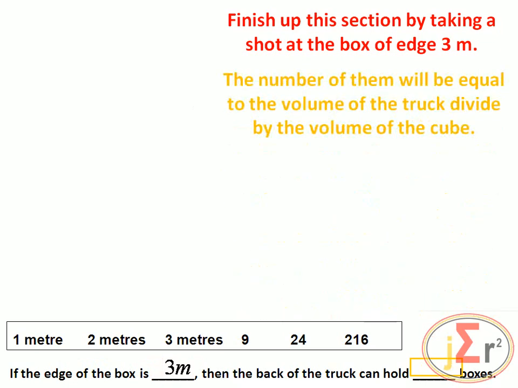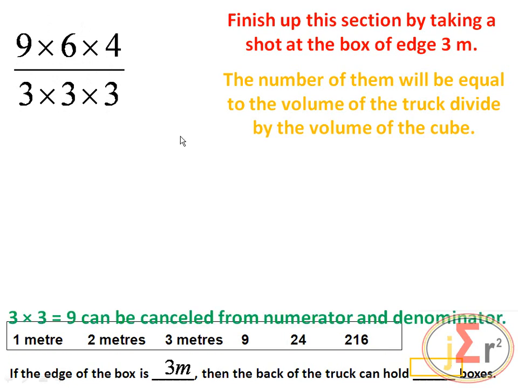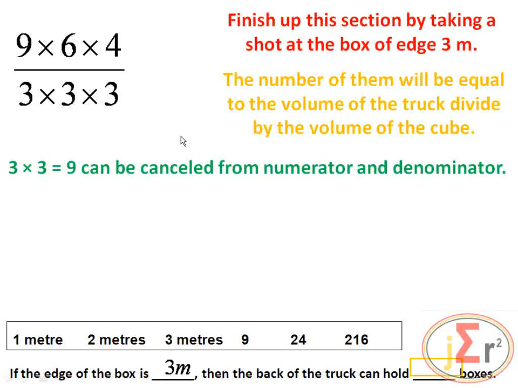The number of them will be equal to the volume of the truck divided by the volume of the cube. And we know the volume of the truck. But this time, the volume of the cube will be 3 by 3 by 3. And of course, we can capitalize on the fact that we have 3 3's equal to 9. So 3 times 3 is equal to 9. And that can be cancelled from the numerator and denominator. So this 3 times 3 is 9. Will go with that 9. Those may be eliminated from the denominator and the numerator.